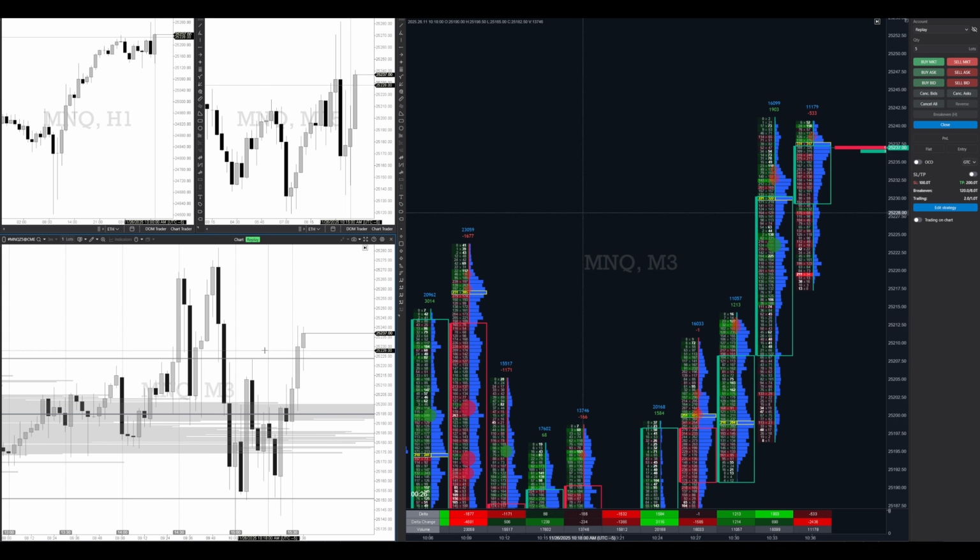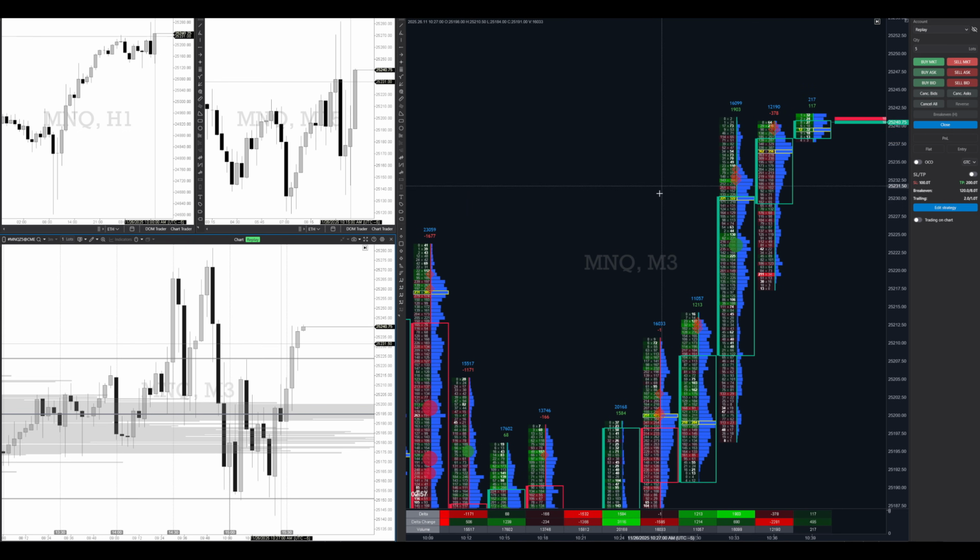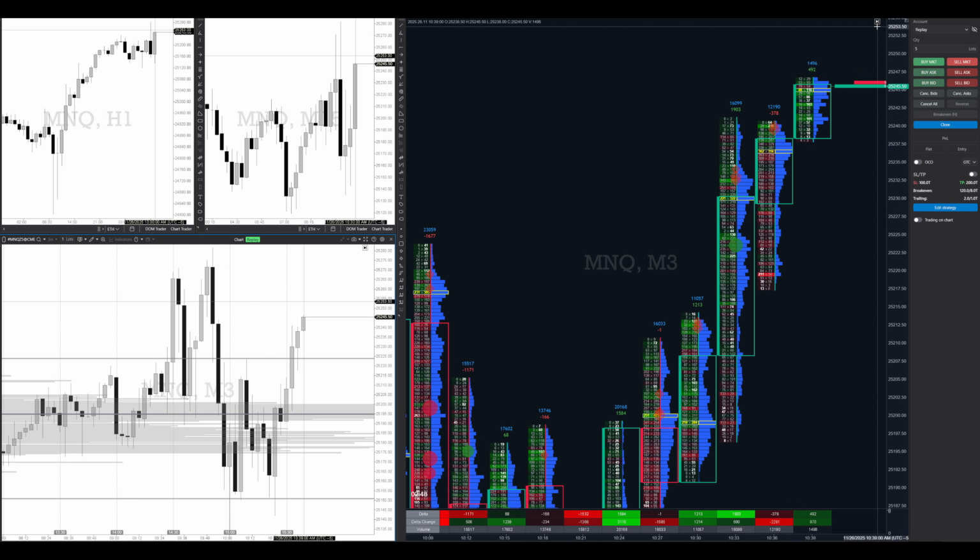So right here, this is the 3-minute chart, just the footprint of it. This platform is called ATAS, A-T-A-S. This is the 1-hour chart, and this is a 15-minute chart. And the reason I like this is because this is in chart replay. This is just replaying at 2 times speed, so this is twice as fast as it normally would go.